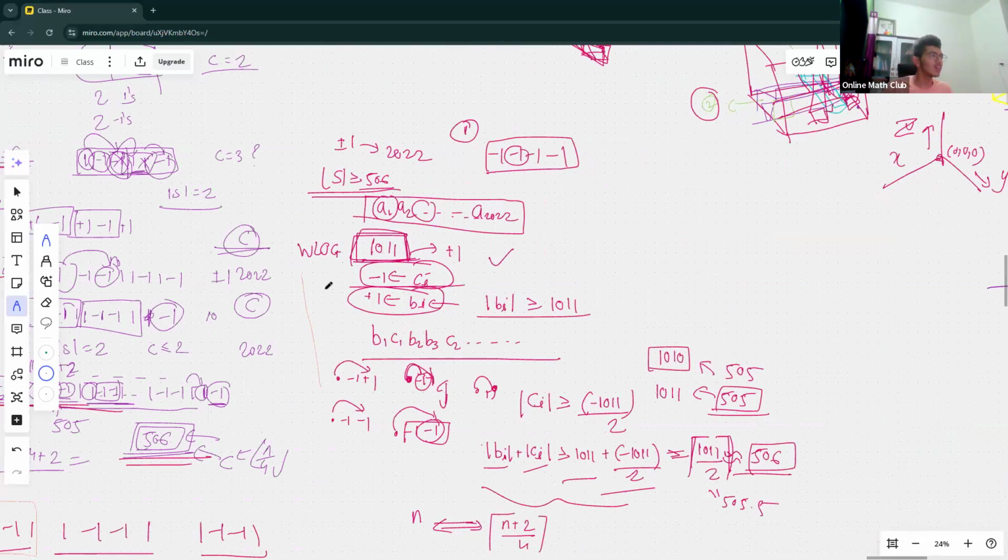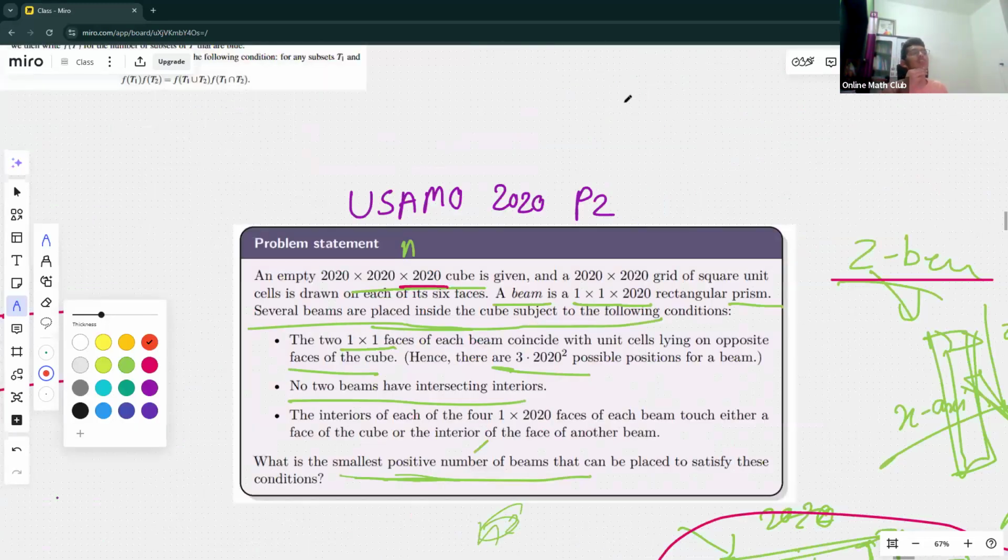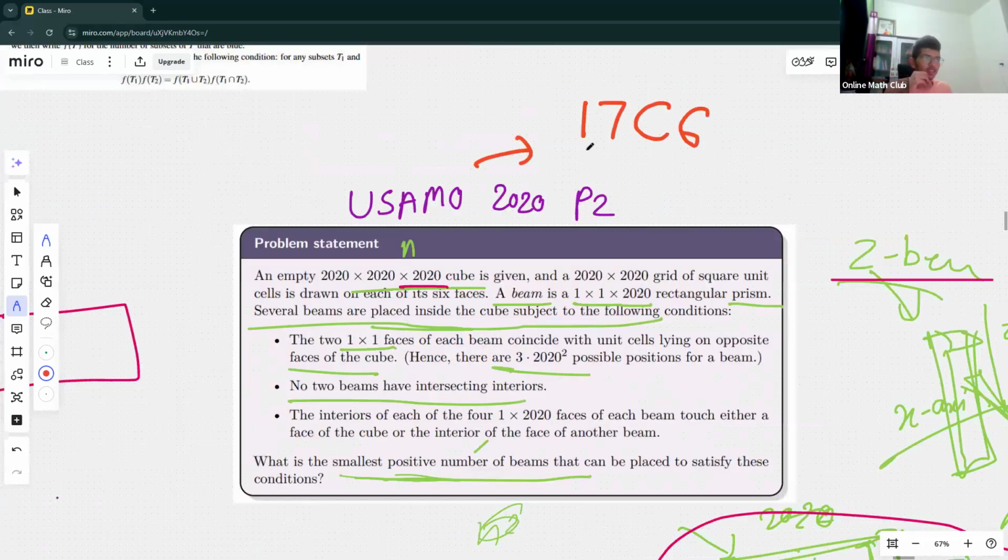If you want to try a hard problem or a 3D problem, also try 2017 C6. It is also a hard problem with cube things, and you will have a lot of fun with this problem.